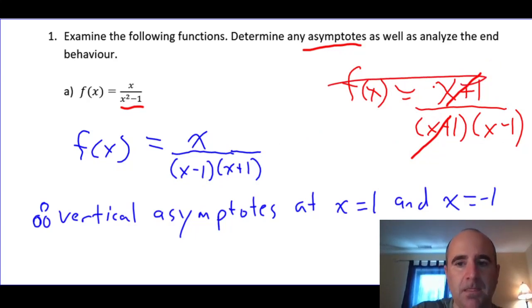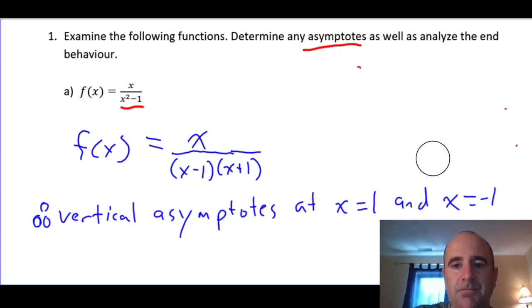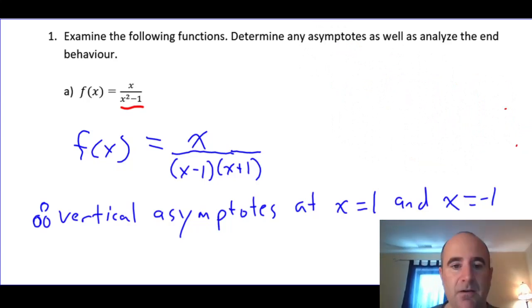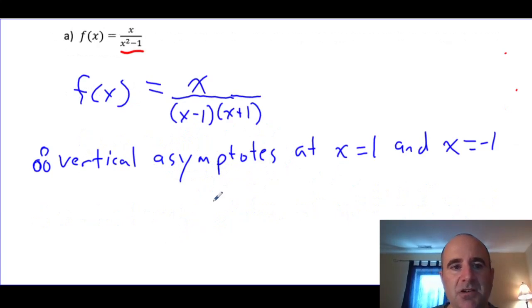In this example, we have the x minus 1, the x plus 1. They don't divide out. As x gets closer to 1 or negative 1, this thing blows up to infinity, which creates a vertical asymptote. Next, let's talk about end behavior of the function and also any possible horizontal asymptotes, because end behavior and horizontal asymptotes are really closely related.